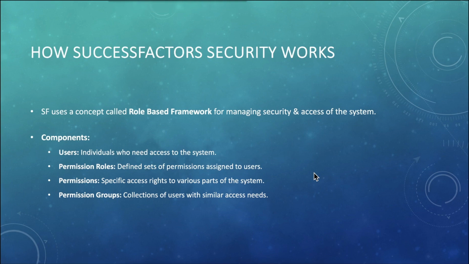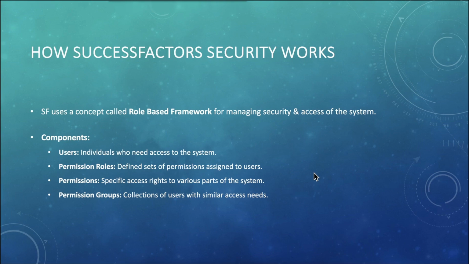Then we'll have permission roles. Roles are a group of permissions or access which will get assigned to a user. For example, we can have a role called HR admin, which will have all the permissions an HR admin will need to perform their day-to-day operations and activities. That role can then be assigned to someone who is an HR. Let's say John is an HR, so you can assign John the permission role for HR administrator and he will have the access to perform his duties.